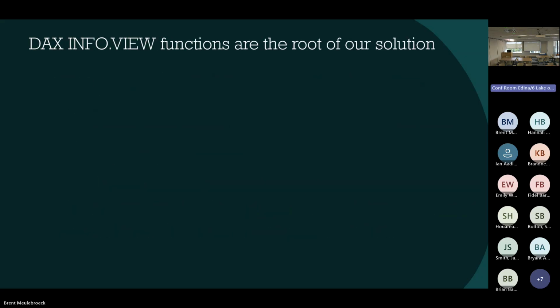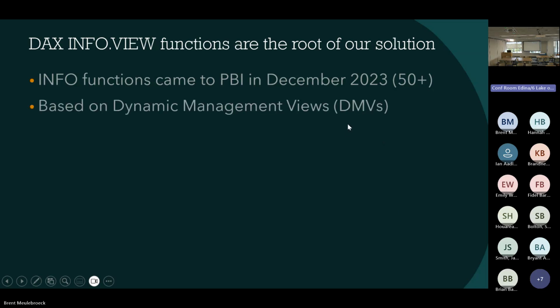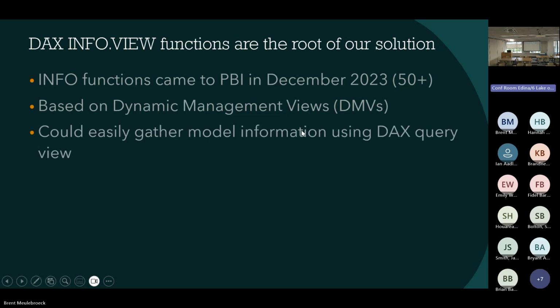But now with the DAX info functions, that's really what I'm using as the root of my solution today. There's more than one way to do it, but this is the one we're going to focus on. The beautiful thing with Fabric is it gives you a lot of options. The info functions came to Power BI in December 2023, when the blog post announced them. There are about 50 of them out there. If you go on dax.guide, or just search DAX info functions, it'll pull up the whole list. If you're familiar with dynamic management views, a lot of what's there is going to look very familiar. It gives you a ton of information about what's going on under the hood in your model.